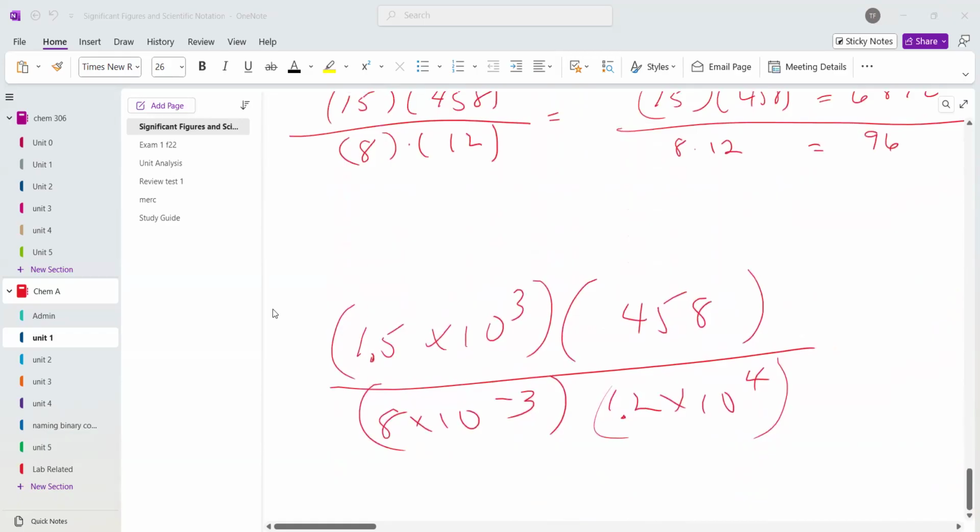Okay. So in my calculator, I'm going to go 1.5 times 10 caret 3 times 458 divided by, anything on the bottom, scientific notation wise, you have to put parentheses or you can use EE. So I'm going to use the parentheses route.